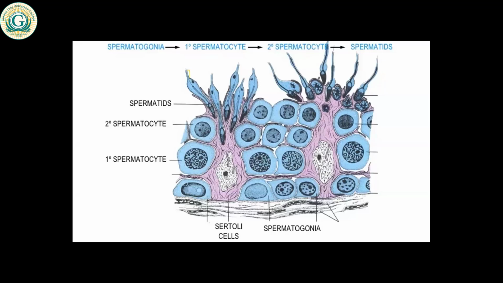So the spermatid, they move away from the seminiferous tubule to the straight ductal, to the rete testis, then the efferent ductal, and then the epididymis, where they go and mature.